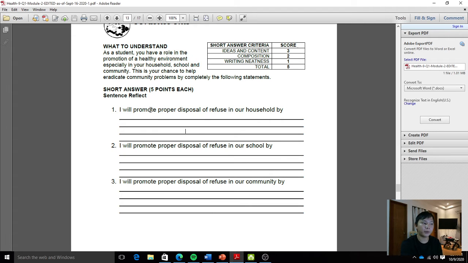Number 1: I will promote proper disposal of refuse in our household by, you write it there.